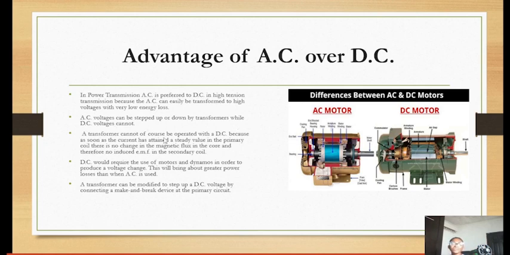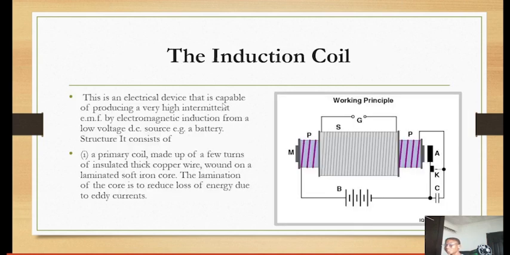A transformer cannot, of course, be operated with DC, because as soon as the current has attained a steady value in the primary coil, there is no change in the magnetic flux in the coil and therefore no induced EMF in the secondary coil. DC would require the use of motors and dynamos in order to produce a voltage change. This will bring about greater power losses than when AC is used, and those are the advantages of AC over DC.